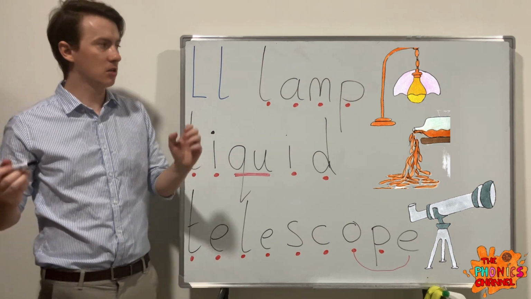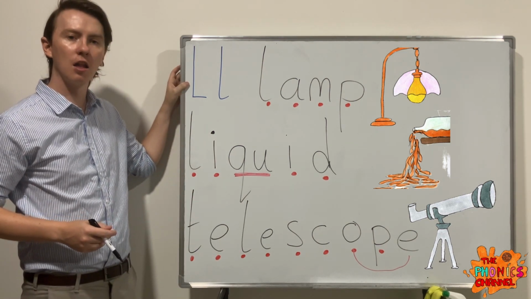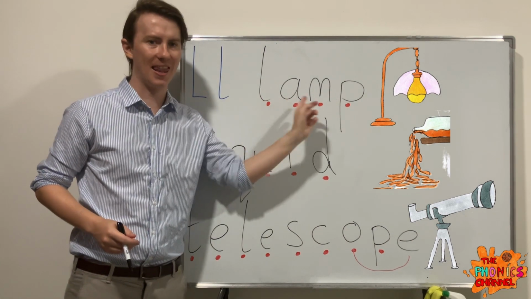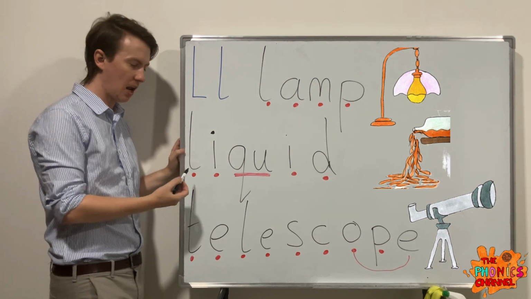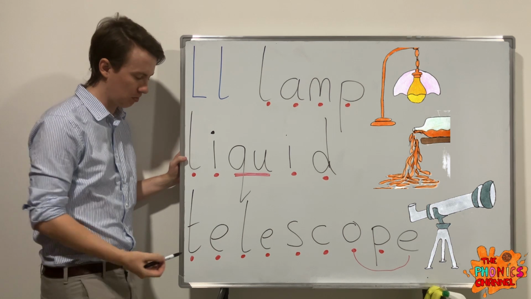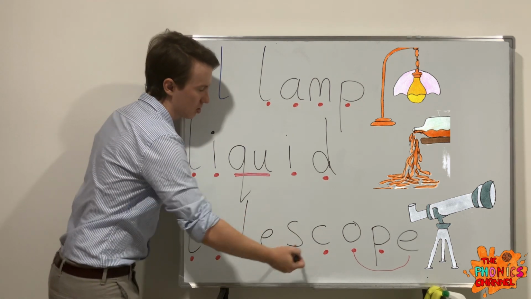Super. Let's go through them all again. Say it with me. L, l, l, l, a, m, p, lamp. Liquid, l, I, Q, I, D, liquid, and telescope. T, E, L, E, S, K, O, P, telescope.